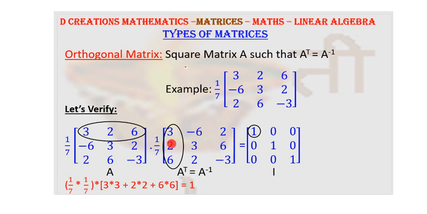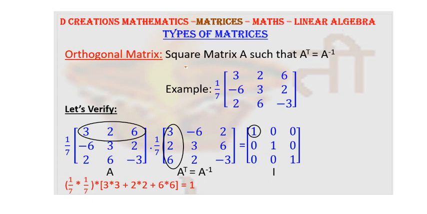Row 3 and column 1, 6 plus 12, 18 minus 18 is 0. Row 3 into column 2, which is minus 12 plus 18 minus 6, which is again 0. And lastly, row 3 into column 3, which is 4 plus 9 plus 36, which is 49, into 1 by 49, which is 1. So indeed, we have verified that for an orthogonal matrix, this is valid.